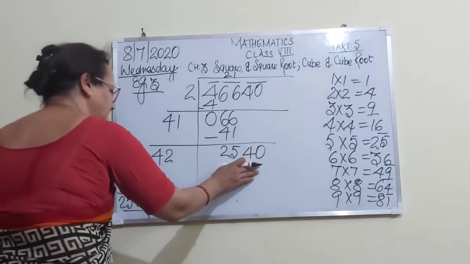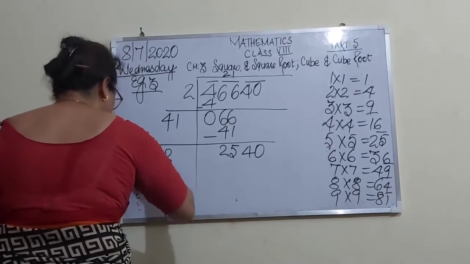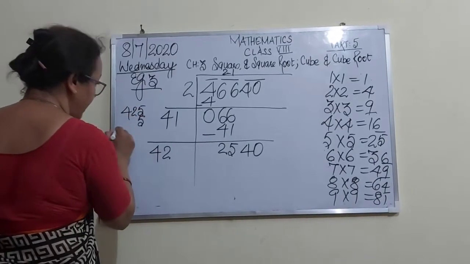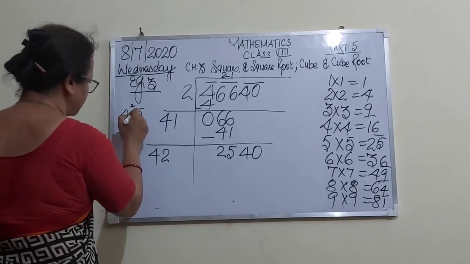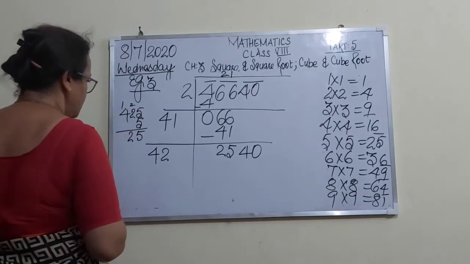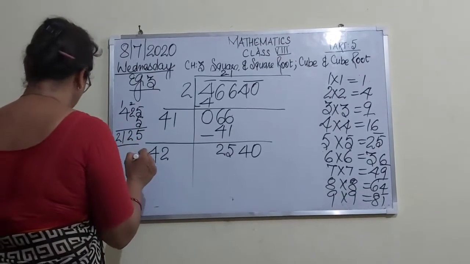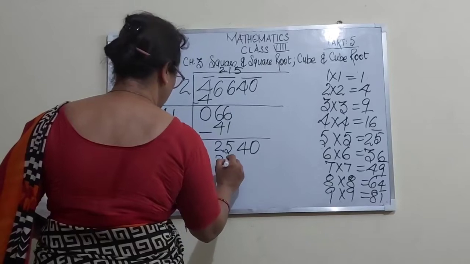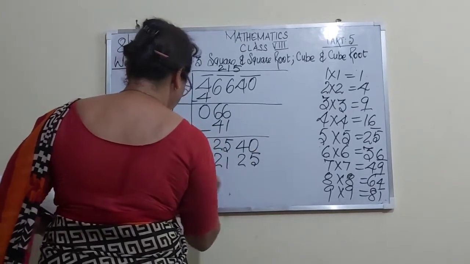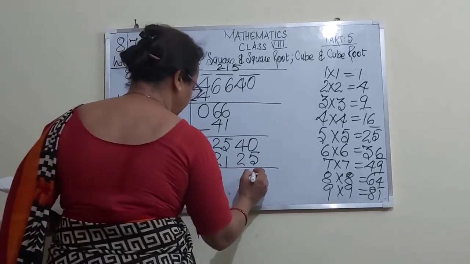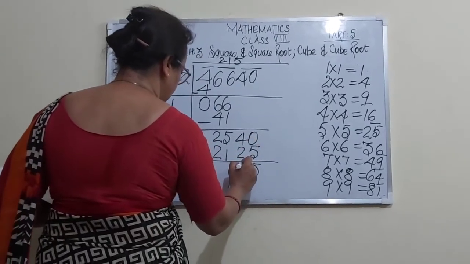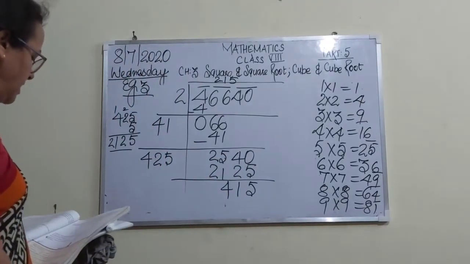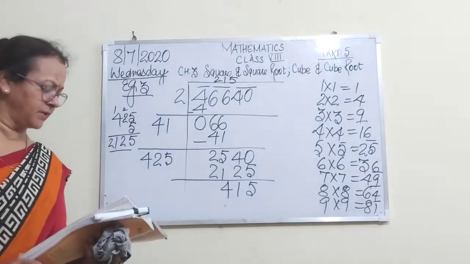22,556, which is greater than this. So with which number will I go? With the 5. 4, 2, 5, 5. 5 5s are 25. 5 carry 2. 5 2s are 10 and 2 12. 2 carry 1. 20 and 1 21. 2 1 2 5. I will go to subtraction. 10 minus 5 is 5. 3 minus 2 is 1 and 5 minus 1 is 4. What is the remainder? 415. That's right, 415 is the remainder.